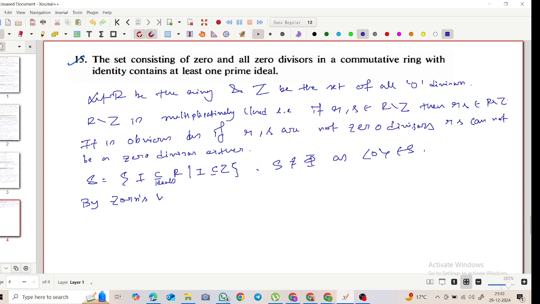So by Zorn's lemma, S has a maximal element, P. Okay. We claim that P is prime.